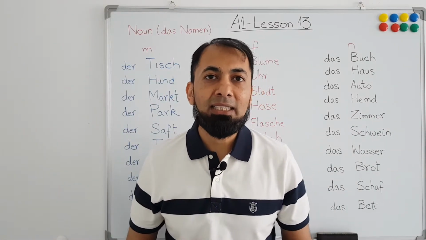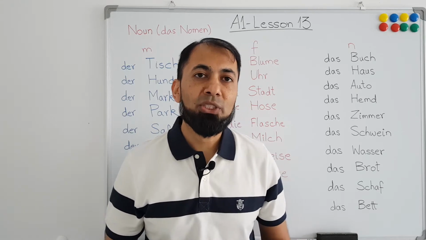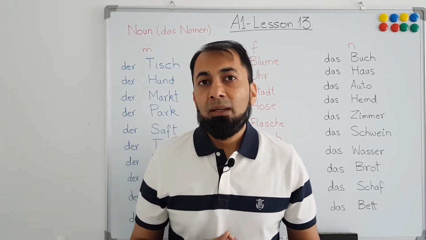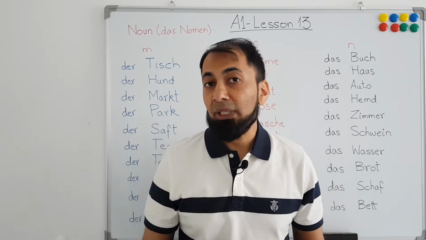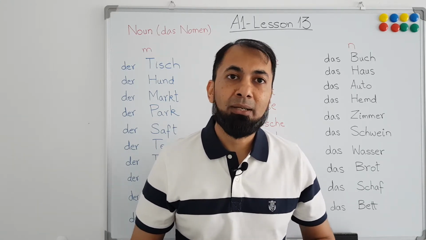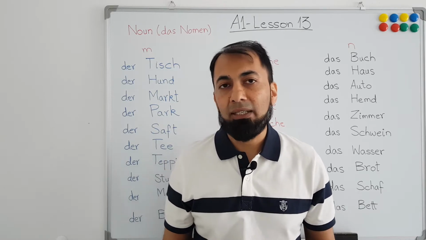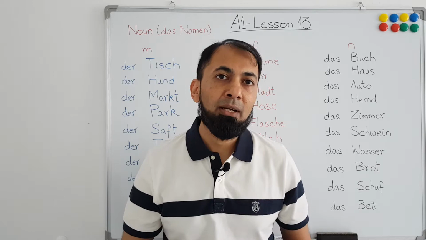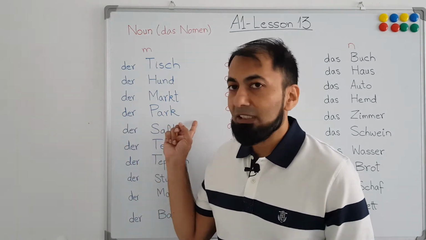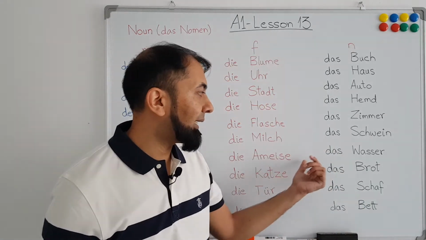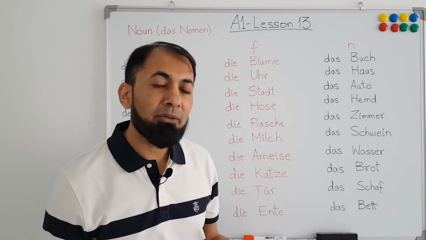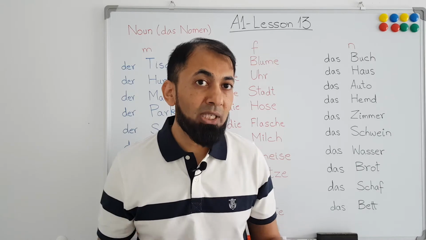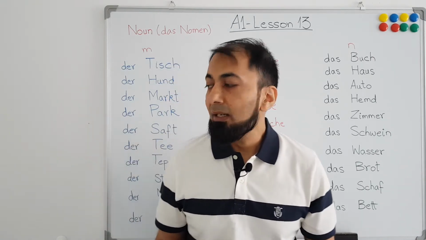Today is the 13th lesson of the A1 level of the German language course, and today we are going to cover 30 nouns in the German language. We know that every noun has a gender, and based on the gender we select one article for it. The gender can be masculine, feminine, or neuter. So we have selected 10 masculine nouns, 10 feminine nouns, and 10 neuter nouns, and these nouns are very frequently used, especially at the level that we are currently at.